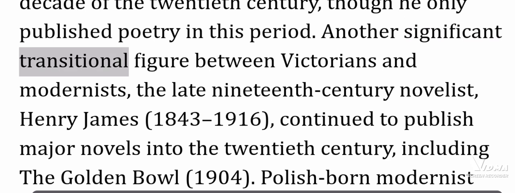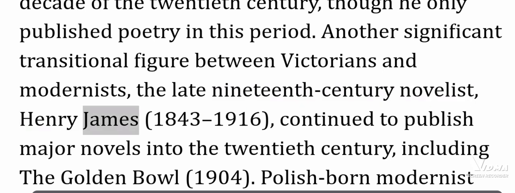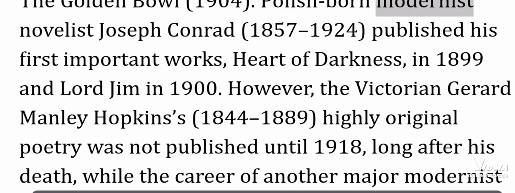Another significant transitional figure between Victorians and modernists, the late 19th century novelist Henry James, 1843 to 1916, continued to publish major novels into the 20th century, including The Golden Bowl, 1904. Polish-born modernist novelist Joseph Conrad, 1857 to 1924, published his first important works, Heart of Darkness, in 1899 and Lord Jim in 1900.